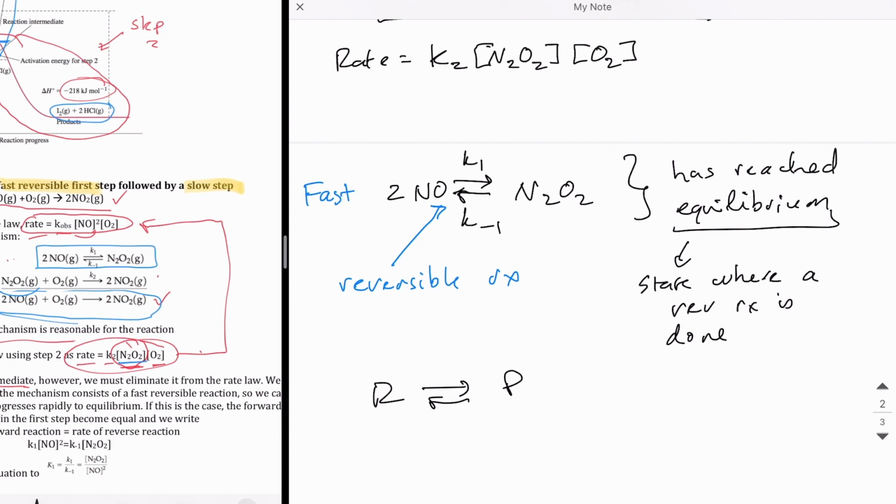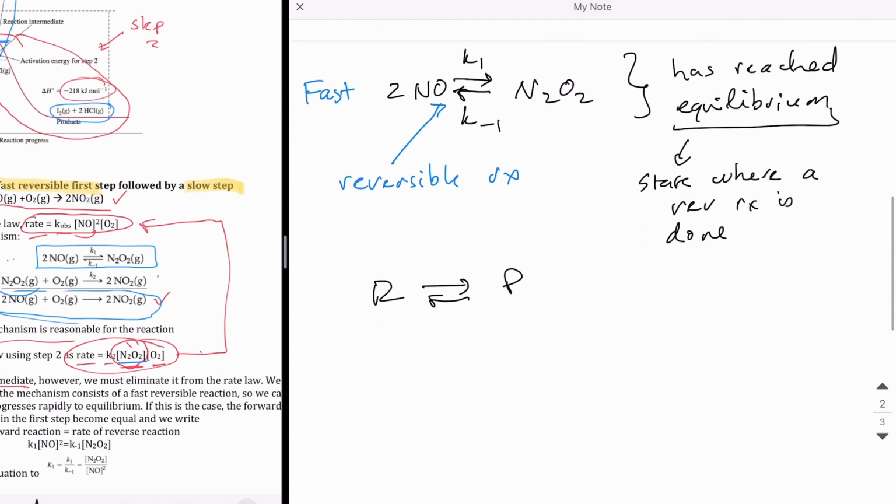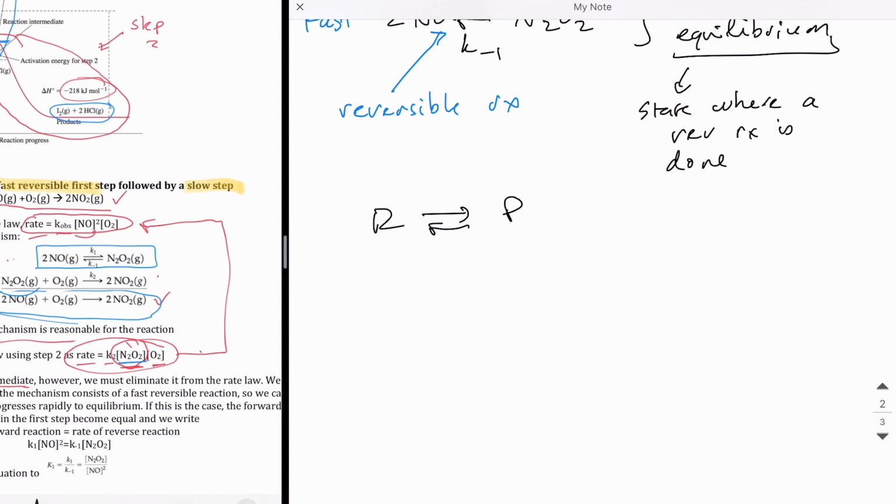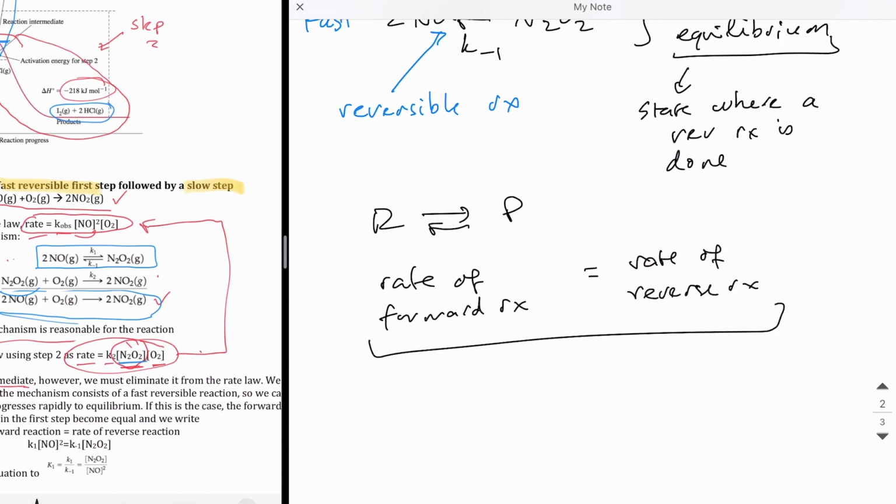So then the question becomes, when is this reaction ever finished, right? Because if the reactant goes to product, but the product can go back to reactant, that means that the reactant is never used up. Wouldn't that mean the reaction is never finished? So even reversible reactions can finish because we reach a point where the rate of the forward reaction is equal to the rate of the reverse reaction. And this, in fact, is what we call the equilibrium position.